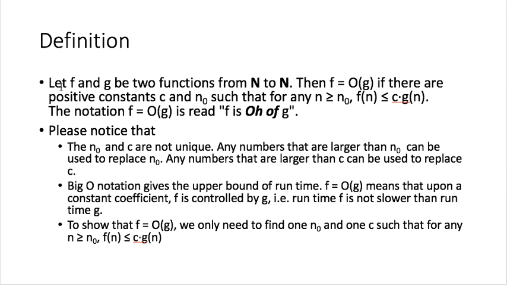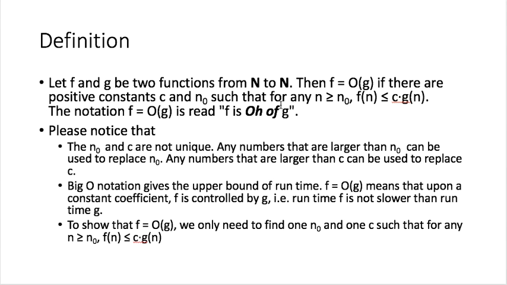Your textbook says, let f and g be two functions from N to N. We can say these N are positive integers. Then f equals big O of g if there are positive constants c and n0 such that for any n greater than or equal to n0, f(n) will be less than or equal to c times g(n). The notation f = O(g) is read as f is big O of g.